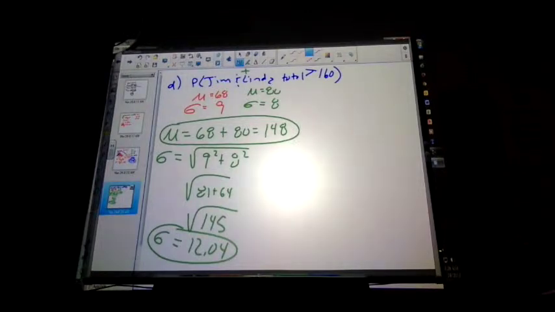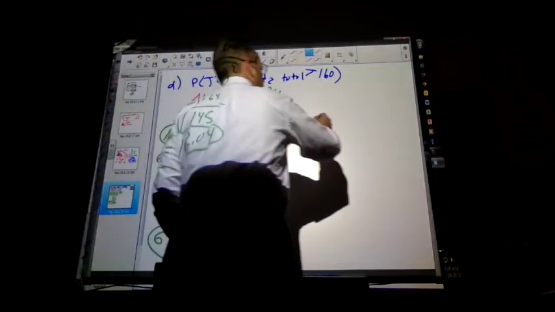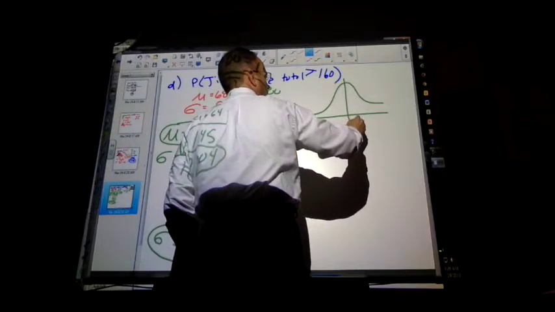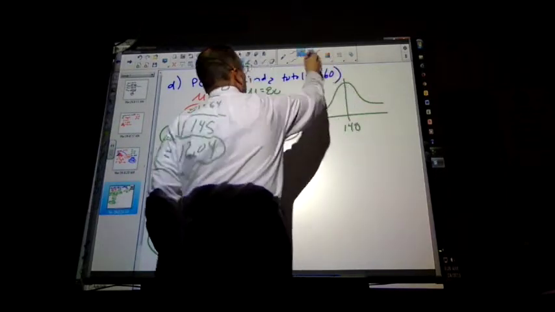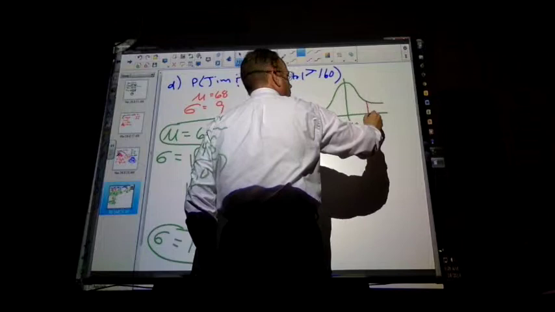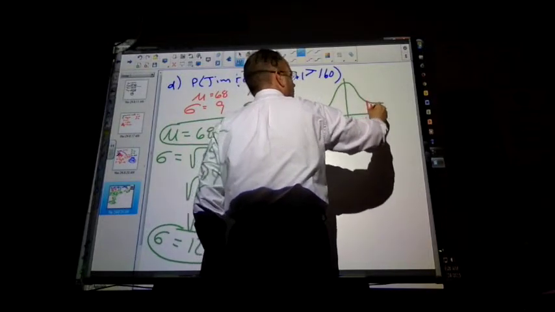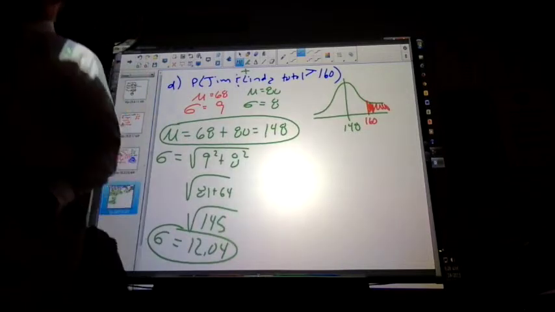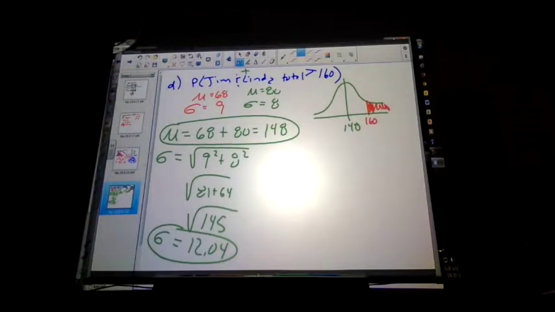So now, we want to know their total score is above 160. Okay? So if I drew the new normal curve with their information, I'd have this being 148. I want to know their chance that they're going to get a 160 or greater on this test. So by that diagram, what do you know I have to do for the very end part of this problem? 1 minus whatever the area on the curve is.